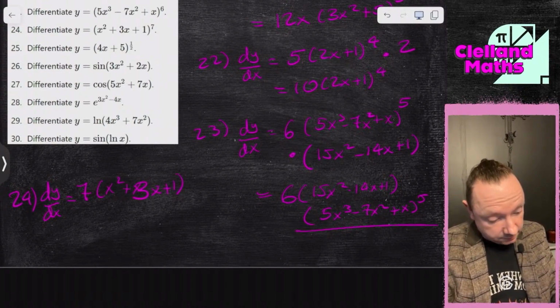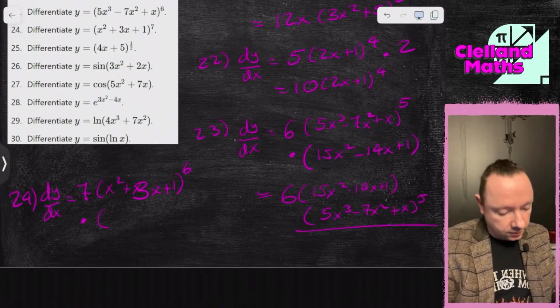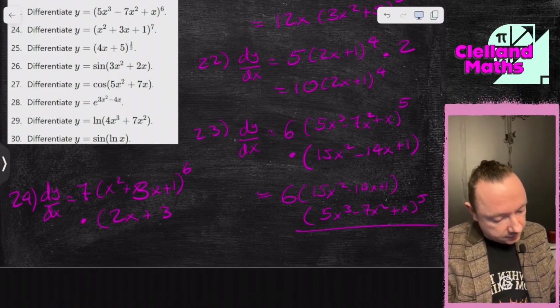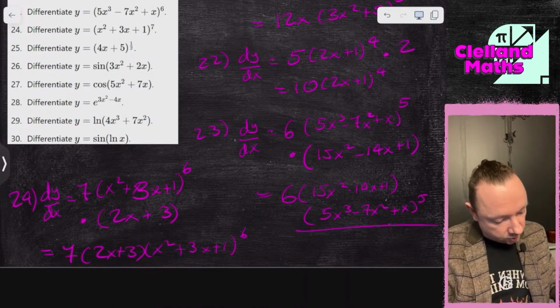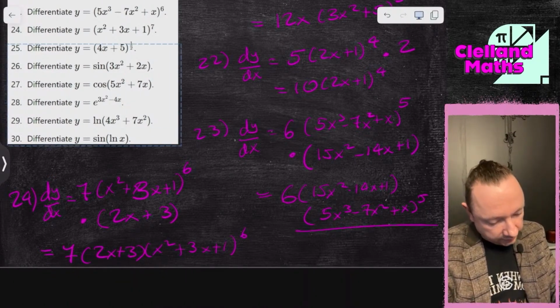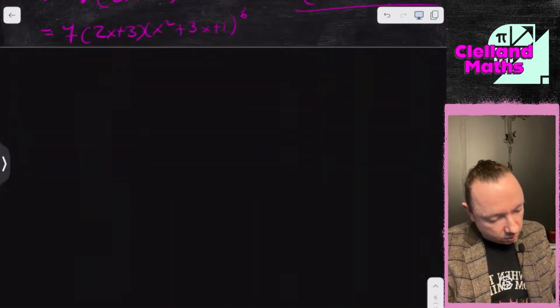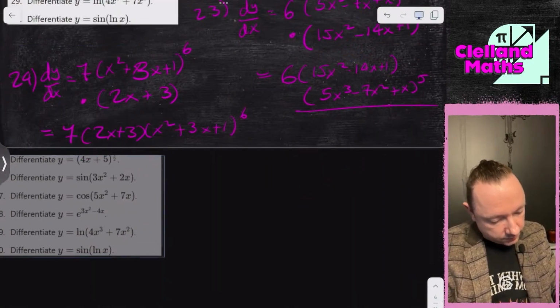And then we've got 6. Now I need to times by x squared plus 3x plus 1 differentiated, which gives me 2x plus 3. Tidy that up slightly. 7, 2x plus 3, x squared plus 3x plus 1 equals 6. Right, 25. I'm just going to copy these down to the next page so I don't need to keep coming back up actually. So there we are there.